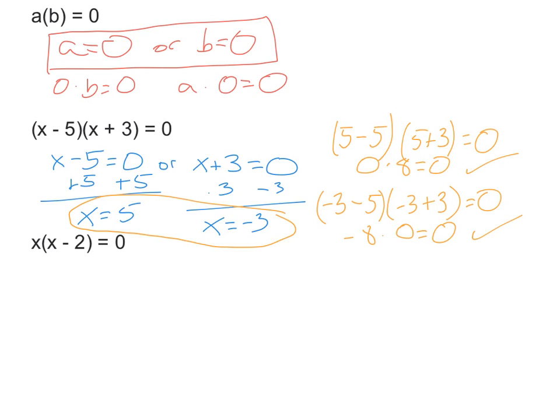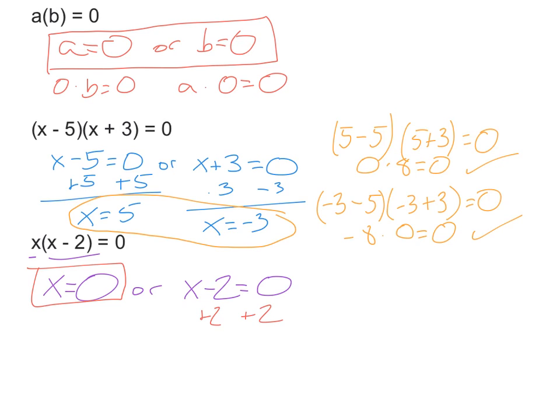In the third example, we're doing something very similar. We're still multiplying two numbers together. We're multiplying the number x and then the number x minus 2. So either x is 0 or all of x minus 2, whatever it is, is 0. Well, we've already solved this one, so there's one answer. And then over here, if I add 2 to both sides, x is equal to 2.